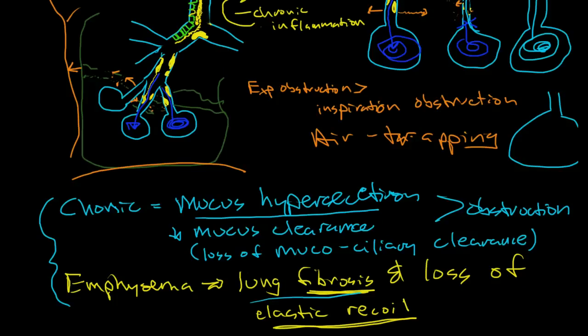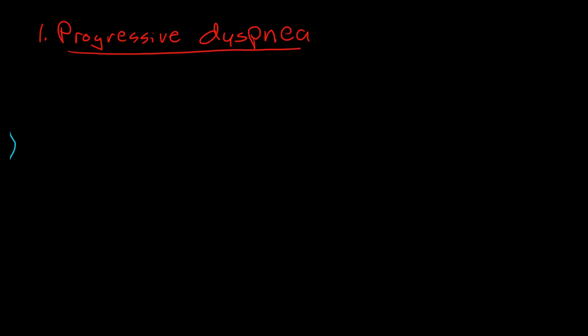Okay, so I wanted to talk a little bit about what you observe clinically with COPD. COPD is characterized by three things. First, it's characterized by progressive dyspnea. Remember, I talked about dyspnea in an earlier slide. If you haven't seen my dyspnea video, please go back and review it.